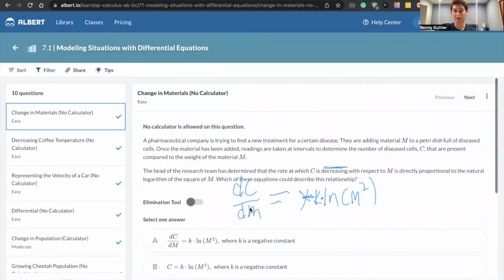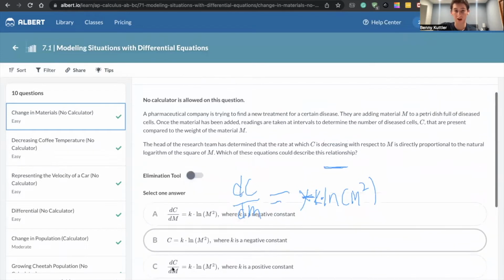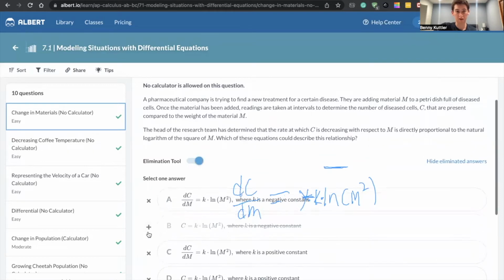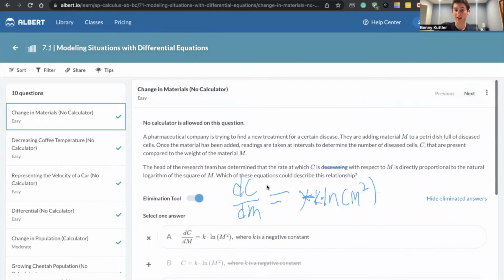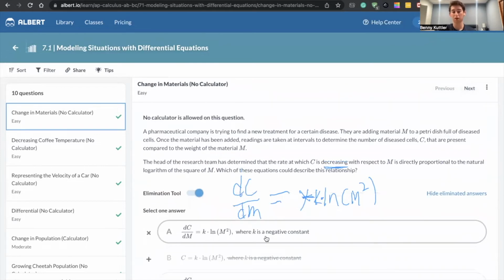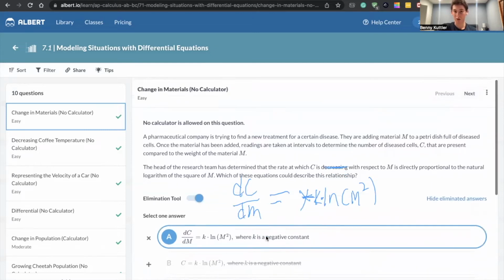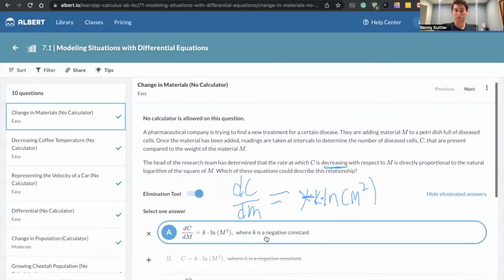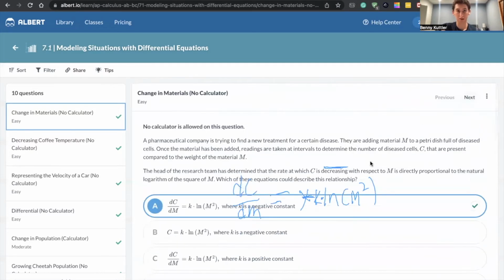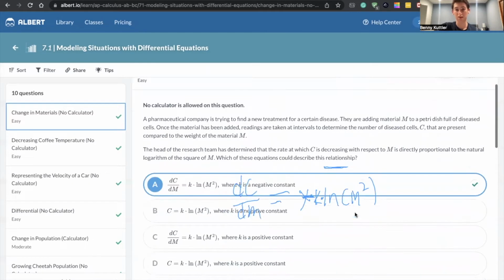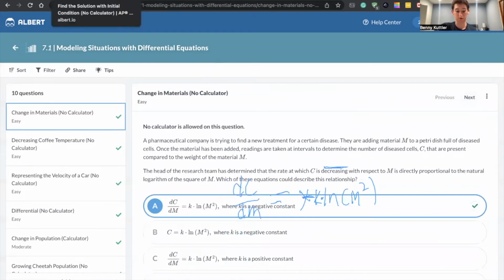But we know that the rate equals this, not the number of cells itself. So right away we can eliminate B and D. And now if we remember that we originally had a negative up front because we knew it was decreasing, K has to be a negative constant to indicate that the rate of change is negative. So it's decreasing. So this is knowing what differential equations are in context, and that'll set the base for the rest of the unit.